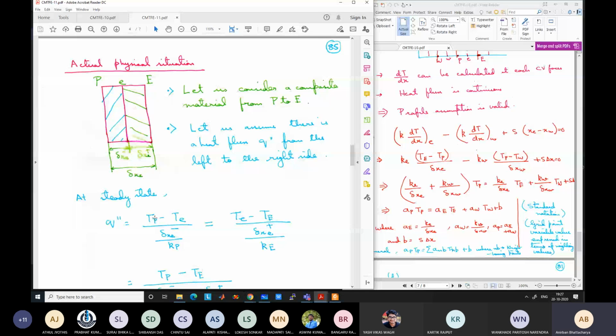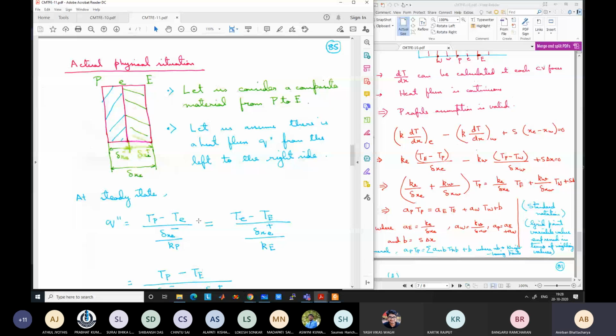Where T small e is the interface temperature, which we do not know, which is not part of the calculation. So this can also be written, if you add this to numerator and denominator, as Tp minus Te, that is capital P minus capital E, by delta Xc minus by Kp plus delta Xc plus by Ke.